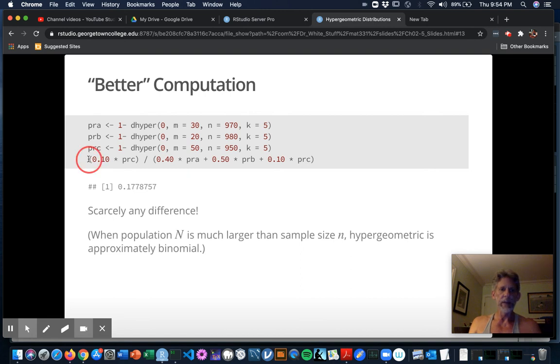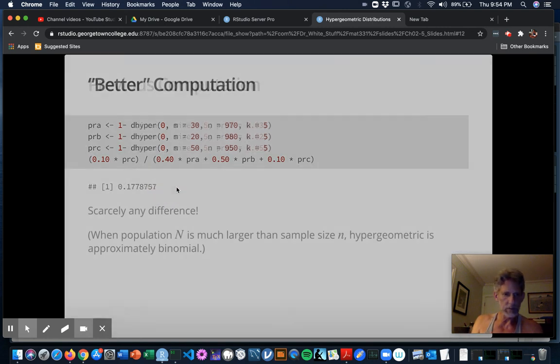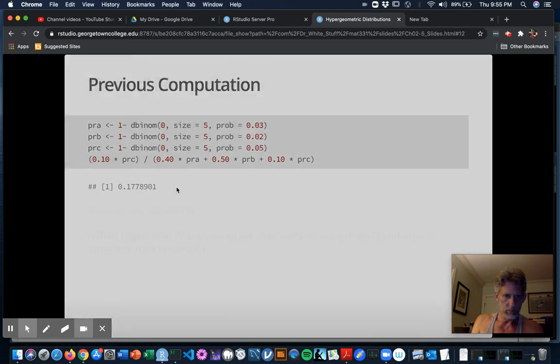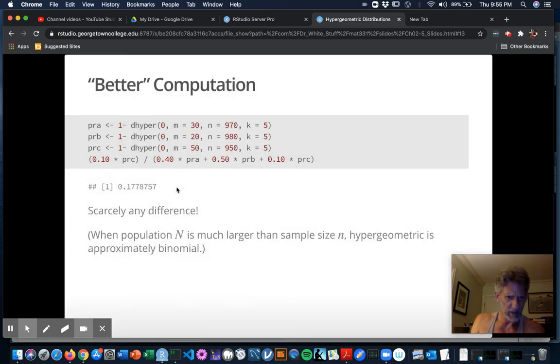And so when we head to Bayes' theorem down here, we get almost the same thing. It's the same to 4 decimal places. They only start differing in the 5th decimal place. There's scarcely any difference. But then we think, oh, that's right. When the population size is really big compared to how many you're sampling, hypergeometrics are supposed to behave a lot like binomials anyway. And so no surprise that your answer is just about the same.